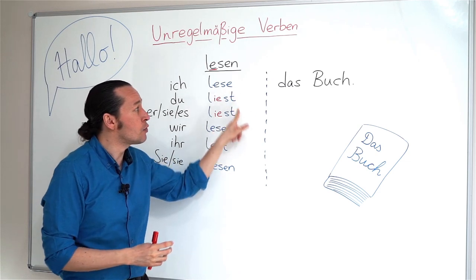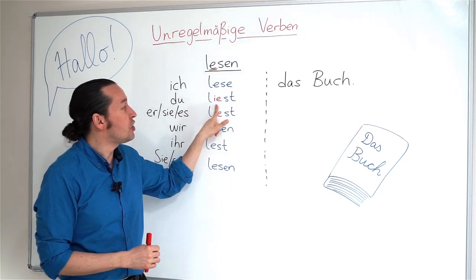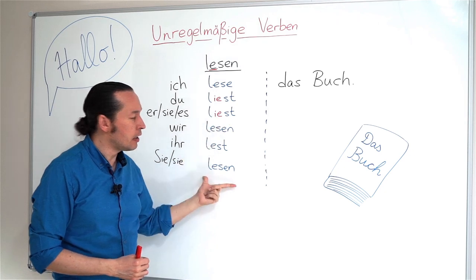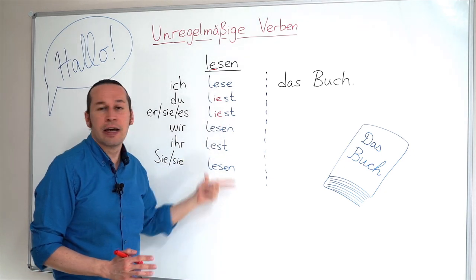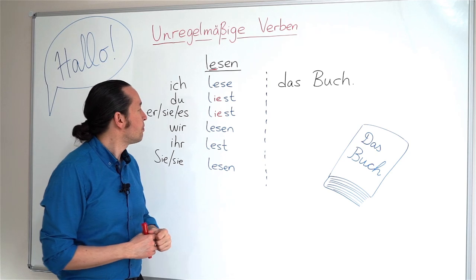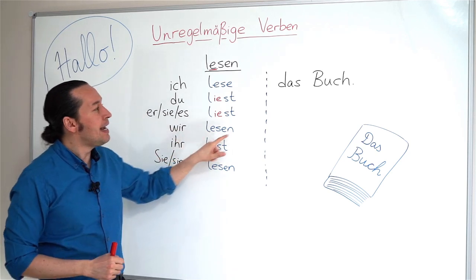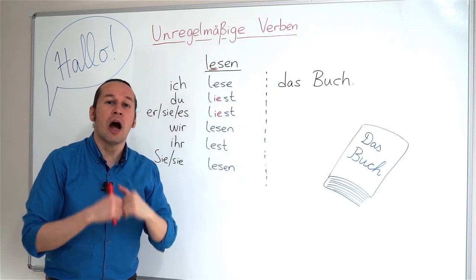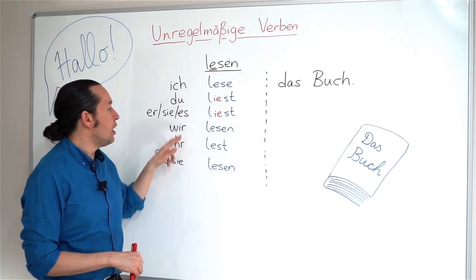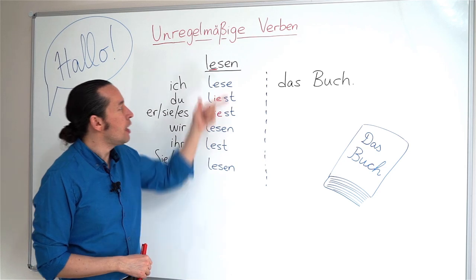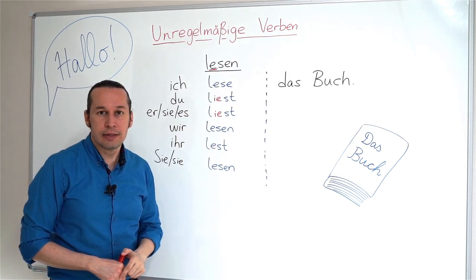But here we have to be careful and have the changes. But here it remains the same, just like in a regular form. Let's continue with wir. Wir lesen das Buch. We are reading the book, okay? Wir lesen das Buch. Lesen remains the same.